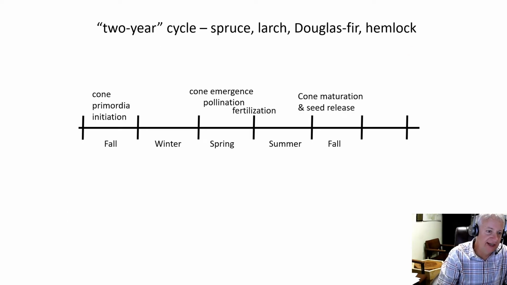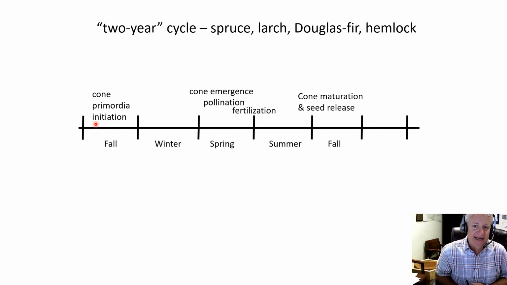In conifers, when you read a forest biology textbook, typically they'll present two main patterns of timing of reproductive events: a 2-year cycle and a 3-year cycle. And this is one of my little rants, that I never understood why they call those 2-year cycles and 3-year cycles.